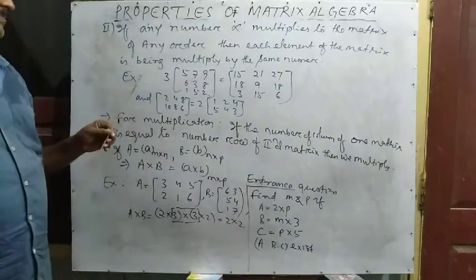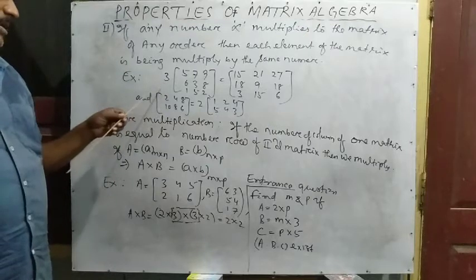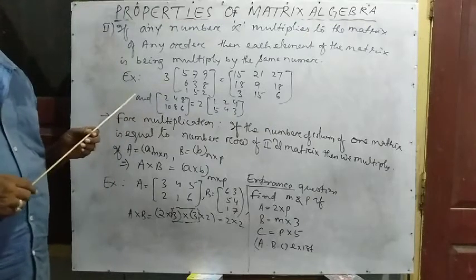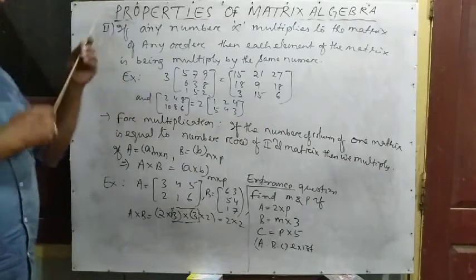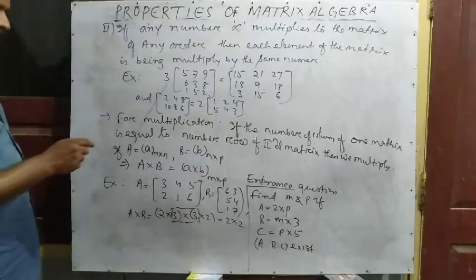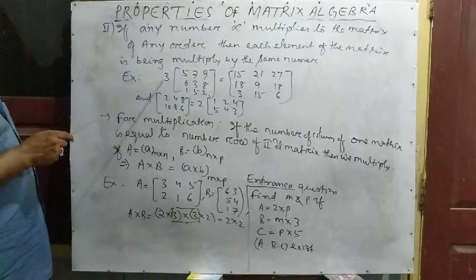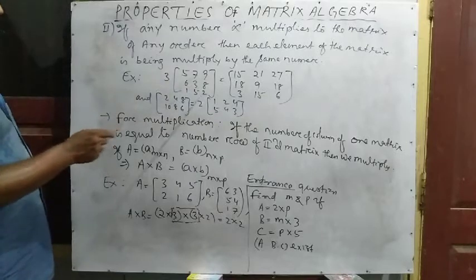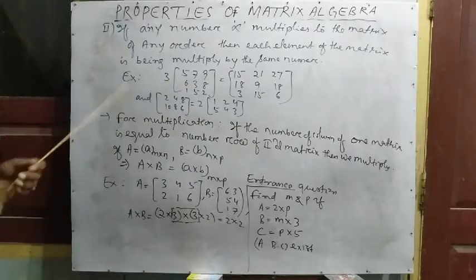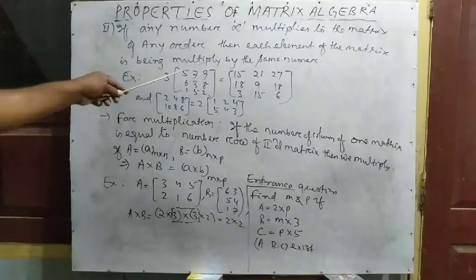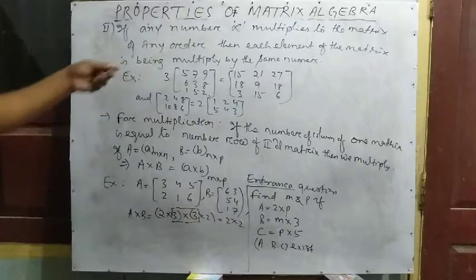This is the matrix. When any number multiplies the matrix, for example 3 multiplied with the matrix, then 3 multiplies each element of the matrix. Here look at 3 into 5, 3 into 7, 3 into 9, 3 into 6, 3 into 3, 3 into 8, 3 into 1, 3 into 5, 3 into 2. Here 3 multiplies each element of the matrix. Understood or not?